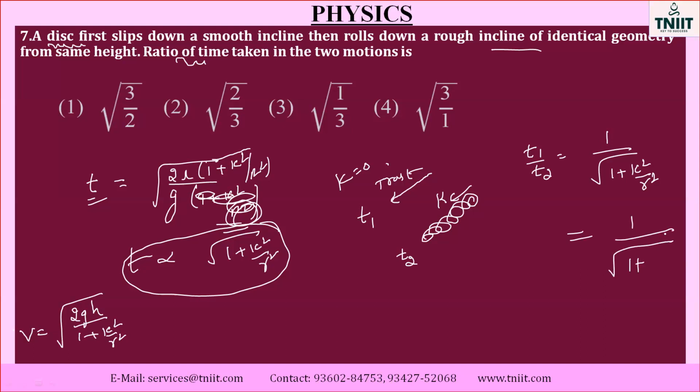What is the value of K squared by R squared for the disc? They are asking for the disc. You have to remember the formula. For the disc, remember the value, K squared by R squared will be 1 by 2. So this is 1 divided by root of 3 by 2. That value will be root of 2 by 3. So root of 2 by 3 means option 2 is the right answer.